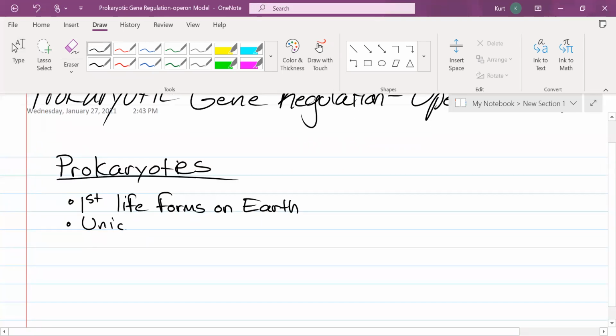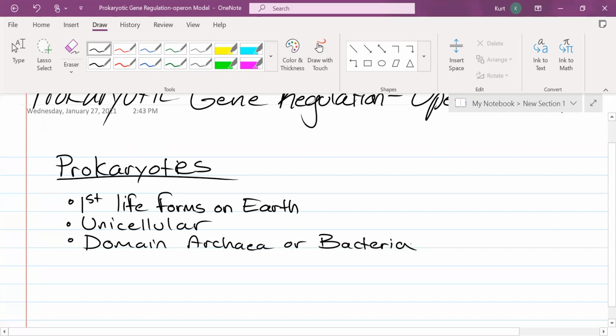They're unicellular. An entire life form is just one cell. They belong to the domain Archaea or bacteria. Now, we have not done domains yet, and so it's understandable if you don't know it. But does anybody know what domain we belong to? No, that's the kingdom. That's one level below domain. We belong to the domain Eukarya. As humans, we are Eukarya, Animalia, Chordata, Mammalia, Primate, Hominidae, Homo sapien. That's us.